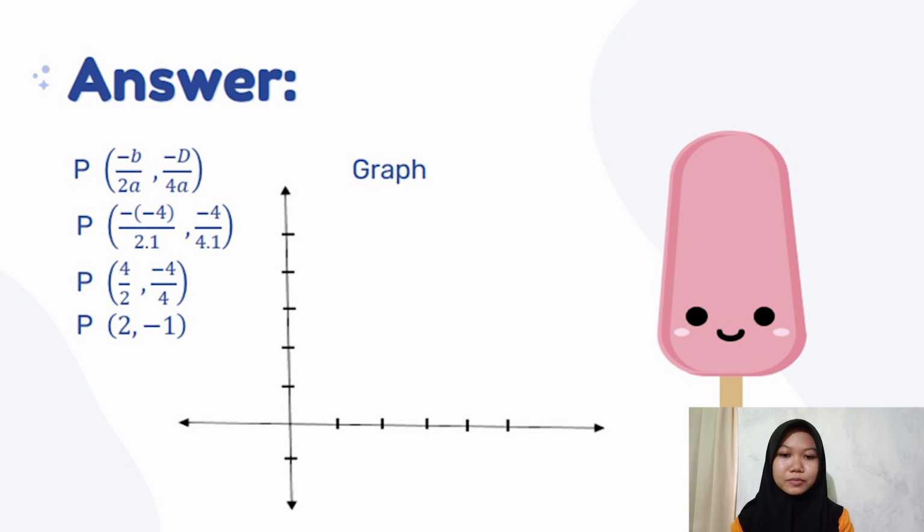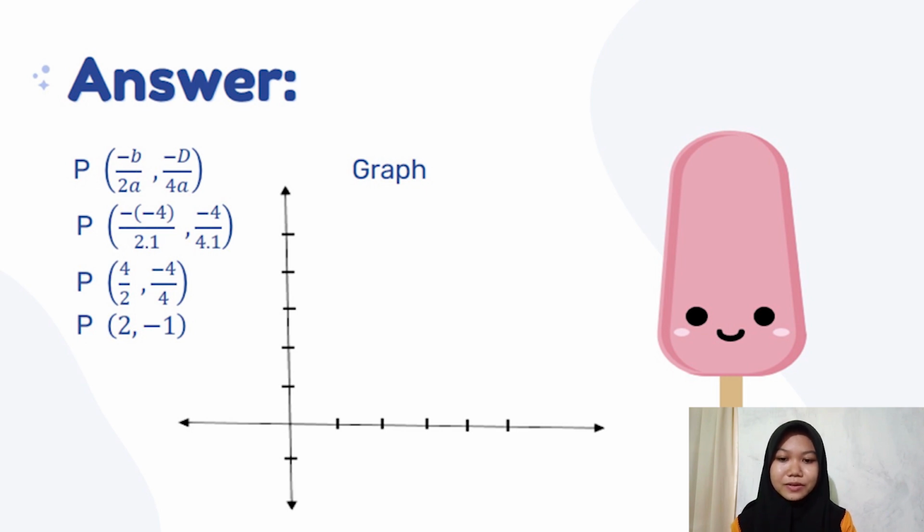Then we enter the values into the vertex formula (P, Q) equals (minus B over 2A, minus D over 4A). (P, Q) equals (minus minus 4 over 2 times 1, minus 4 over 4 times 1). (P, Q) equals (4 over 2, minus 4 over 4). So (P, Q) equals (2, minus 1). This is the vertex point.